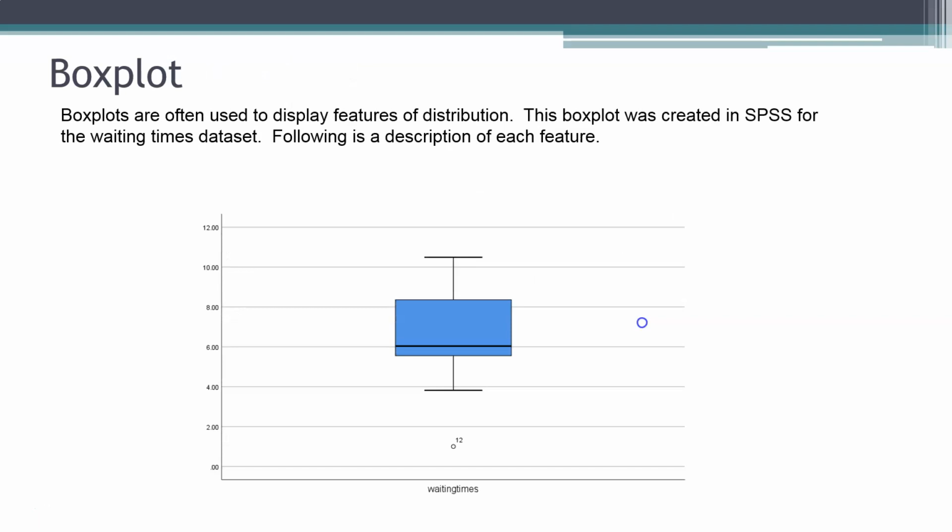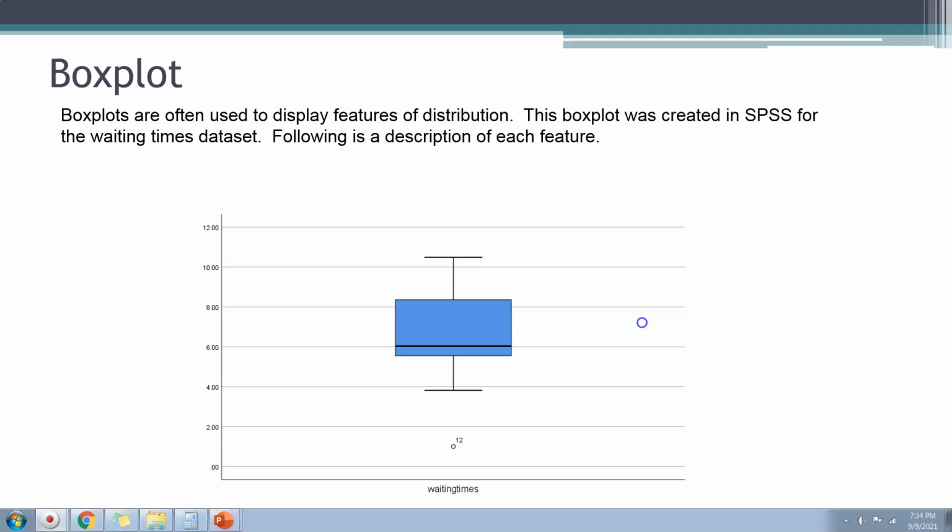So now let's look at box plots. Box plots are a way of looking at the data set. We're going to look more at graphical methods in the next lesson, but for now we're just going to look at this one because this tells us a few important things.